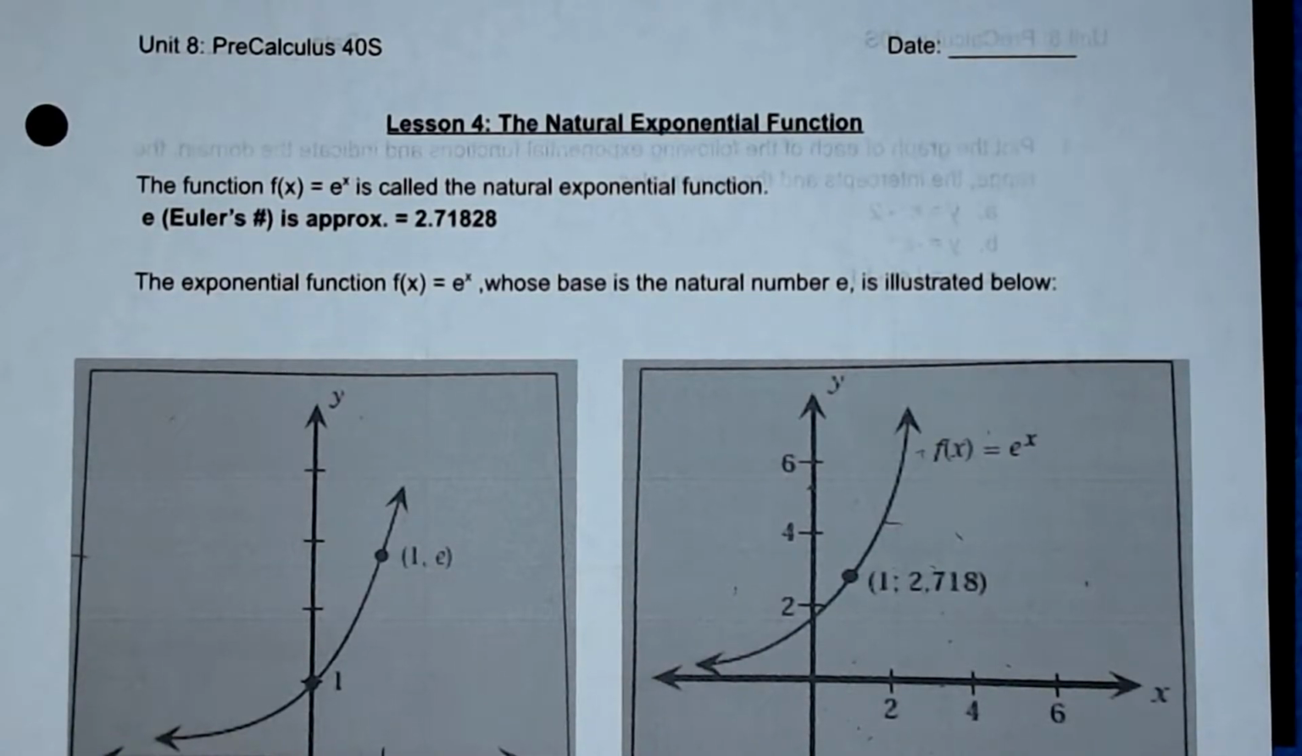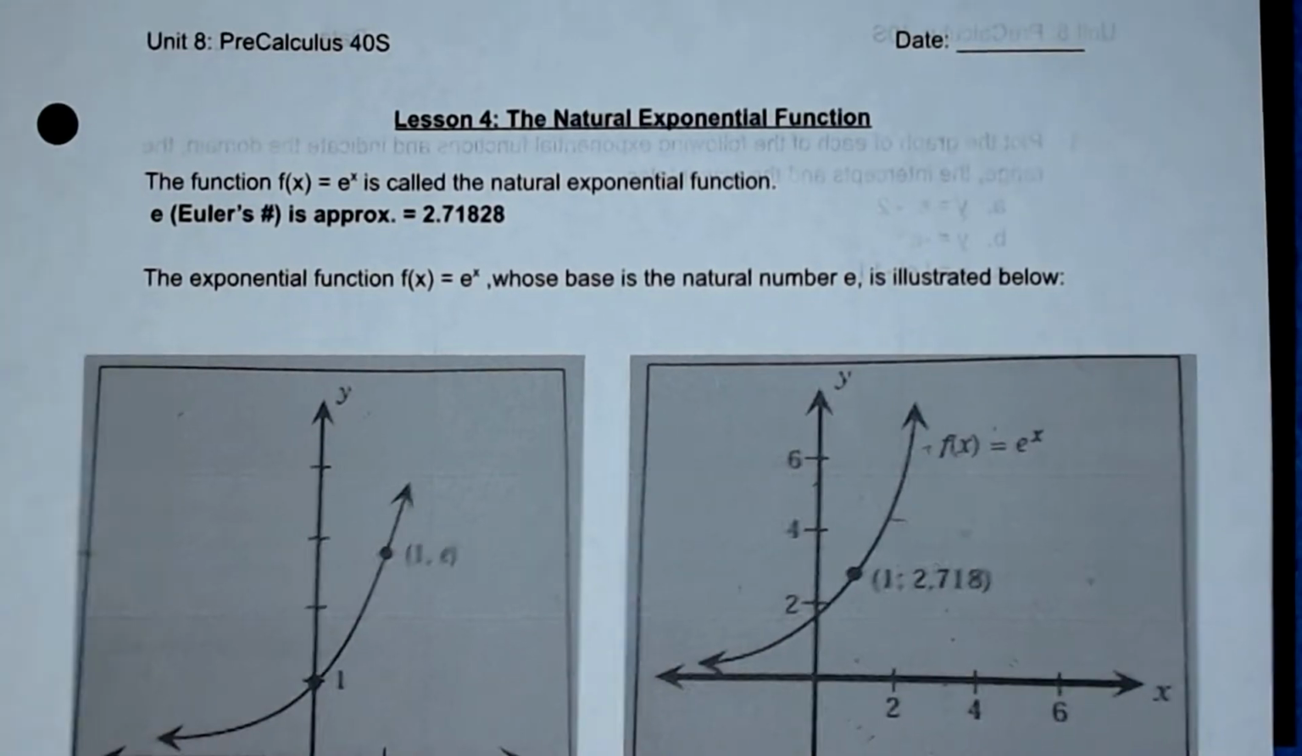So the function f of x is equal to e to the power of x is called the natural exponential function. And it involves Euler's number, which we just talked about. Now, everything that we've talked about in this unit, nothing's changed. It's just that your base number has changed. 2.71828 is your base, and you're going to just figure out your problems from there.